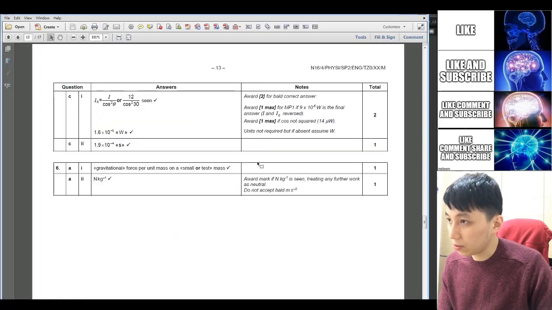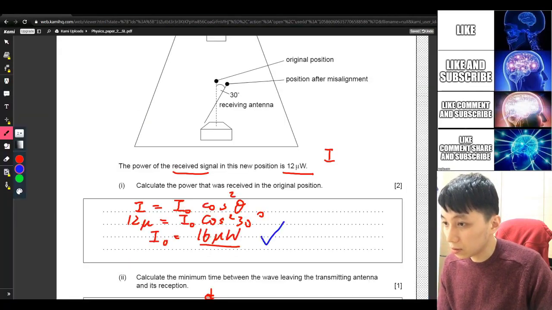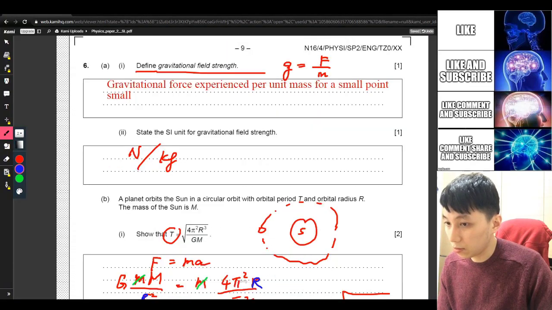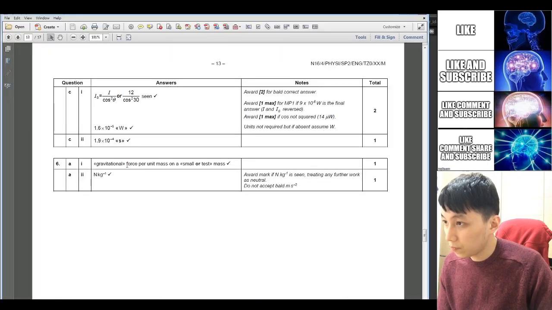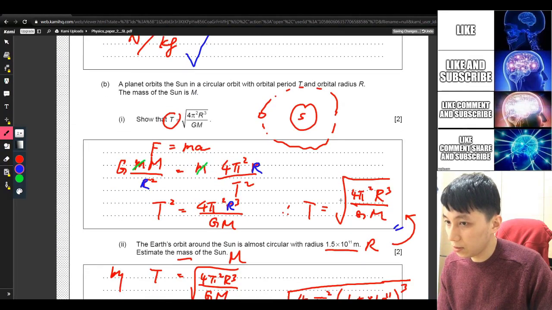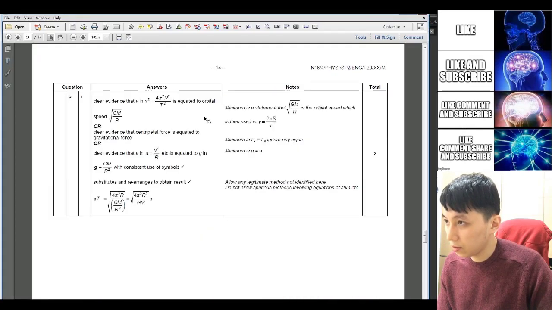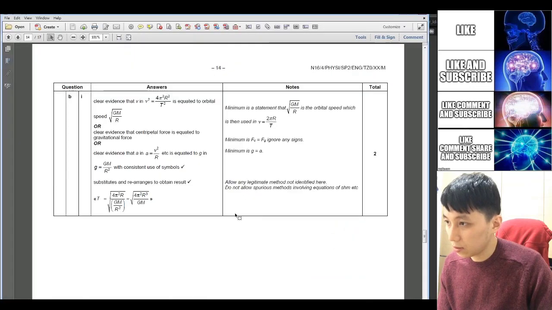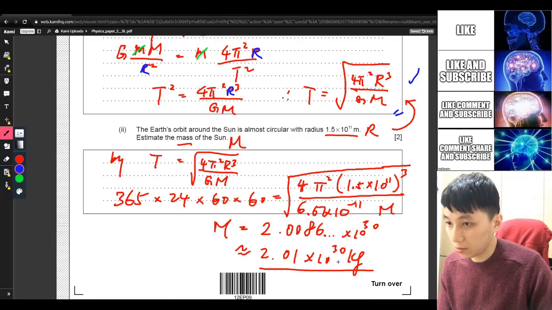And then next one, that's correct. And then this one is correct too. Okay, quite straightforward. Force per unit mass on a small mass, okay. Okay, quite standard. I think this one should be easy. So for sure that I know that must be correct. And then this one, that's right. That's just substitution.